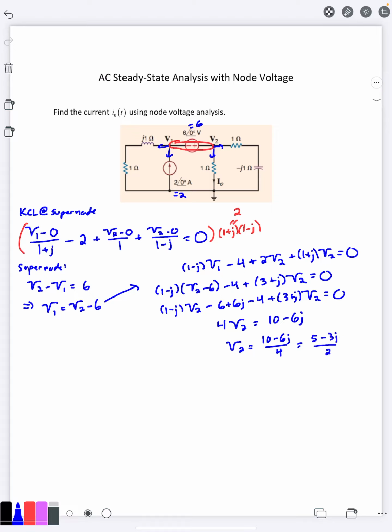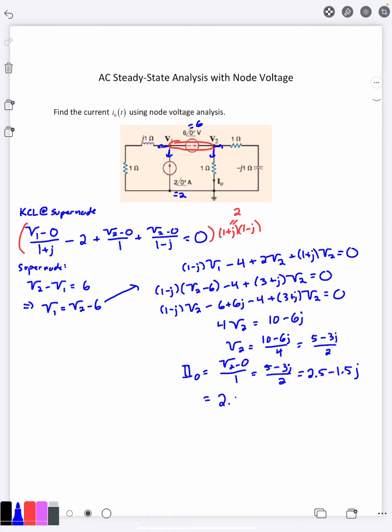That gives me my V2, but then I also need to have my I0. Here's what we're looking for. Well, by just doing Ohm's law, that's the difference in voltage, V2 minus 0 over the impedance. Well, the impedance there is just 1, so it's still going to be 5 minus 3J over 2. And if you don't like writing it that way, you can write this as 2.5 minus 1.5J. However, we're really going to want this in polar notation in order to convert it back in terms of time. So we can use our calculator to go ahead and convert that.